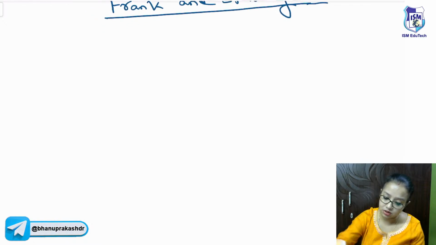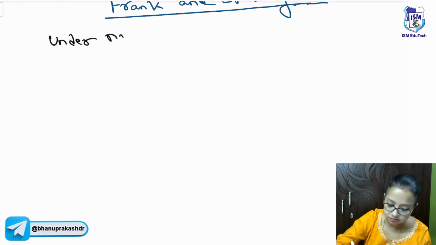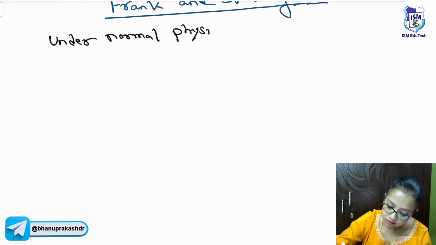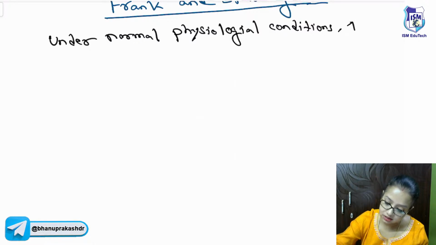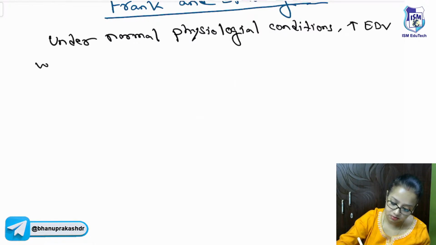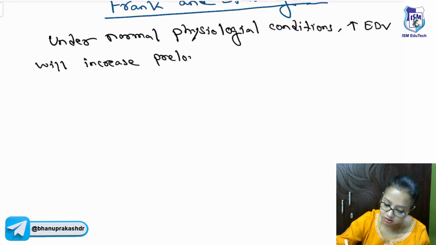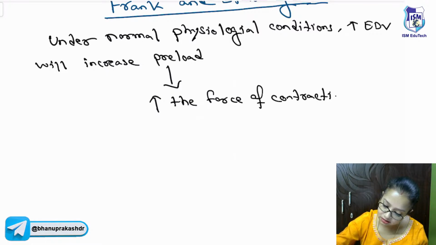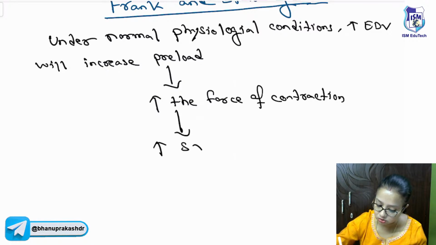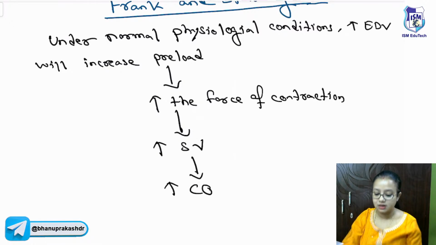So, what did they say? They said that under normal physiological conditions, like the person is healthy and is of 70 kgs of weight, increase in end diastolic volume will increase preload, which will increase the force of contraction, eventually increasing the stroke volume, which in return will increase the cardiac output.